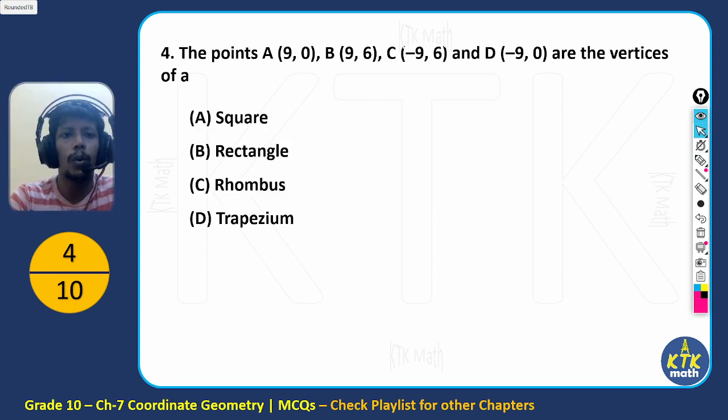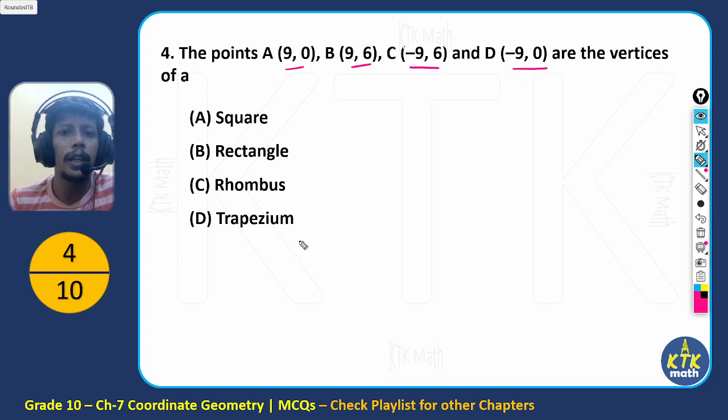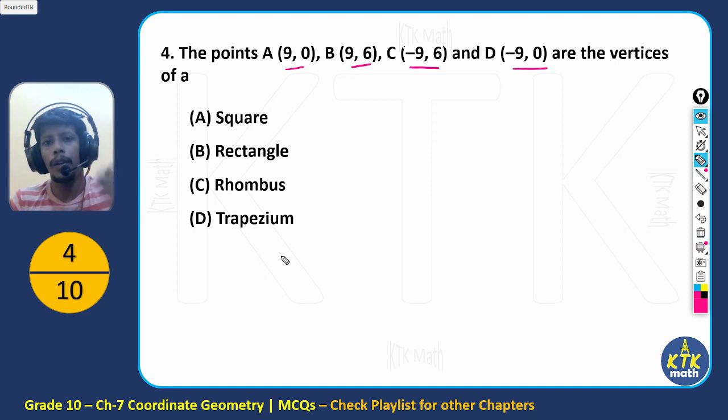Okay, now, the points are the vertices of what shape? So this question is even worth 3 marks and 4 marks. What they are asking us to do is verify what shape it is going to be. For these kinds of questions, you observe the points: 9, 0; 9, 6; negative 9, 6; negative 9, 0. I'm not expecting you to use the distance formula and do everything like AB, BC, CD, DA and so on.